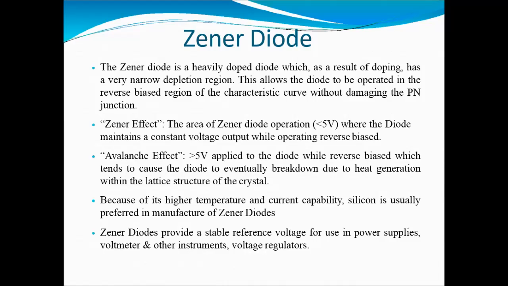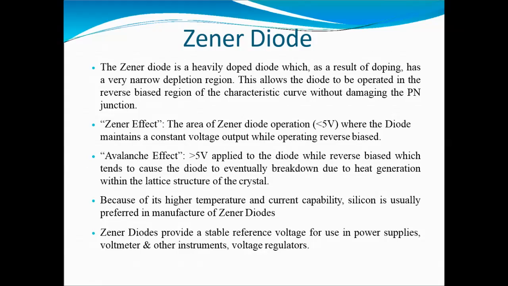But silicon and germanium diodes are operated in forward bias. Especially the Zener diodes are operated in the reverse bias region, because it is heavily doped. Whenever we operate in reverse bias, it requires a heavy voltage. In semiconductor diodes, that means silicon and germanium diodes, we want only normal voltage. But in case of a Zener diode, we want more voltage. So then only it is operating.